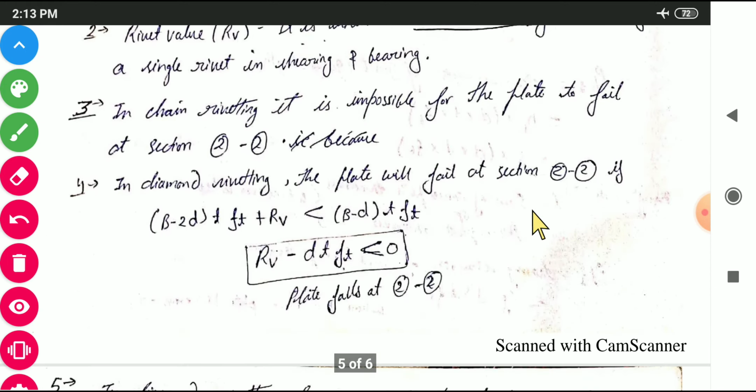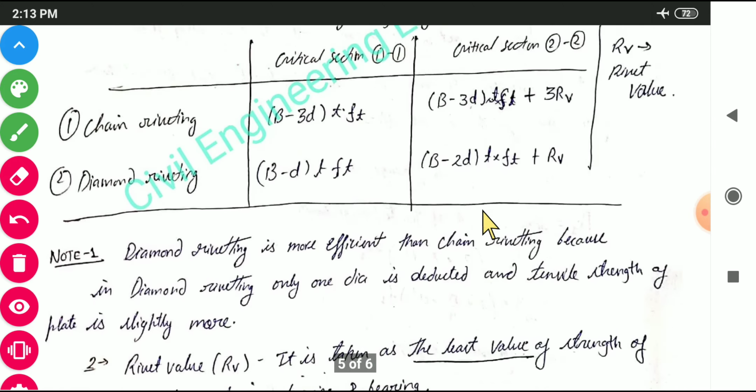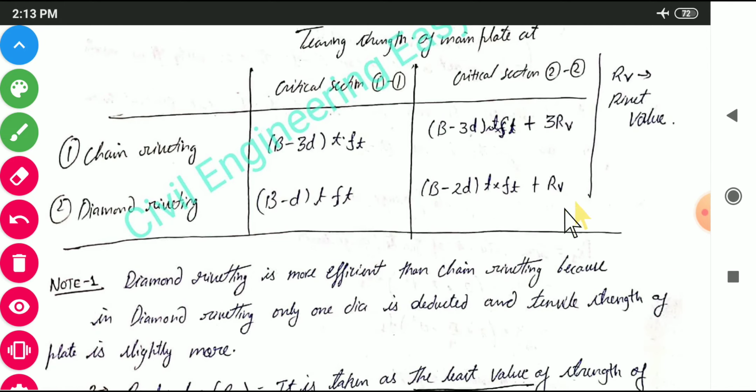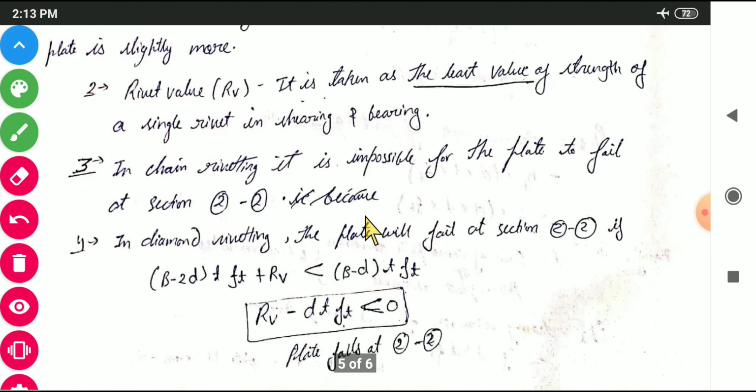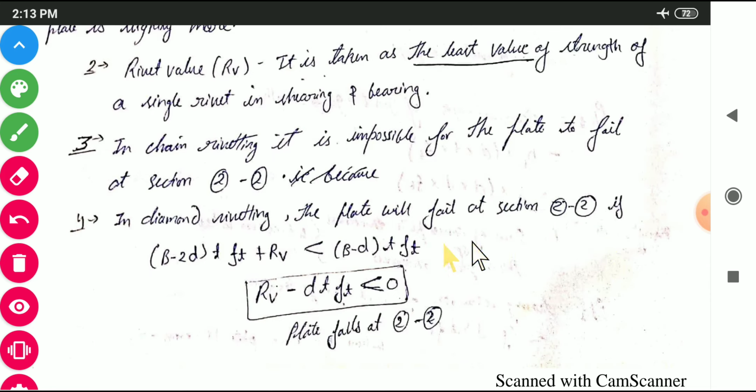Next, in diamond riveting the plate will fail at section 2 if the only condition is that the strength at section 2 is less than the strength at section 1. For that, B minus 2D times T into Ft plus the rivet value is less than B minus D times T into Ft. If the strength at critical section 2 is less than the strength at critical section 1, then only will the plate fail at section 2. We cancel out everything which is common, and this remains: rivet value minus D times T into Ft is less than 0, then the plate will fail at section 2.